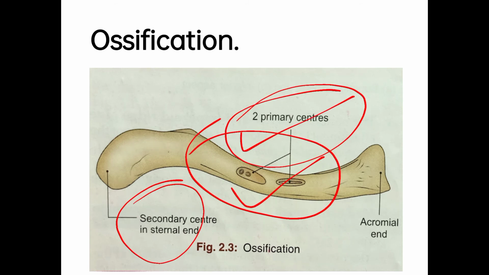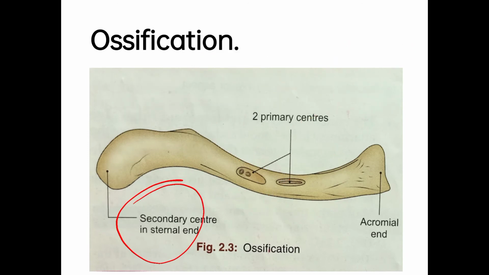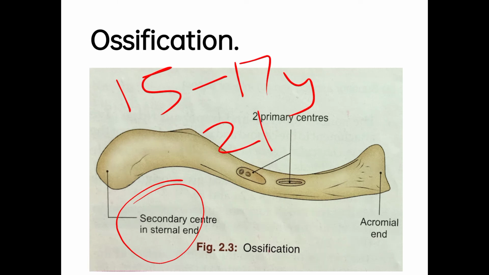The two primary centers appear in the shaft between the 5th to 6th week of intrauterine life and fuse about the 45th day. Now, the secondary center for the medial end appears during 15 to 17 years and fuses with the shaft during 21 to 22 years. Occasionally, there may be a secondary center for the acromial end.